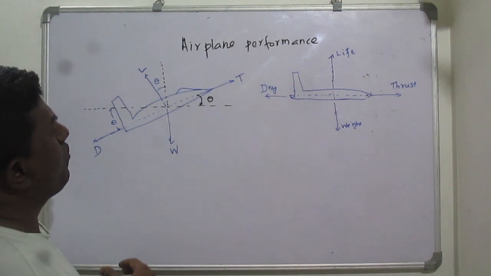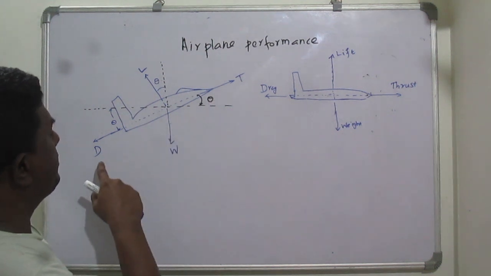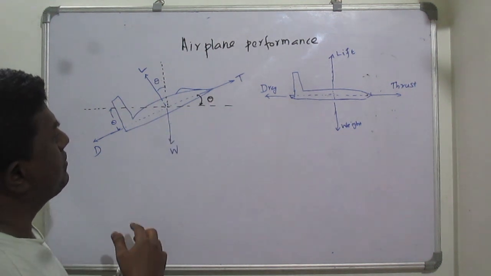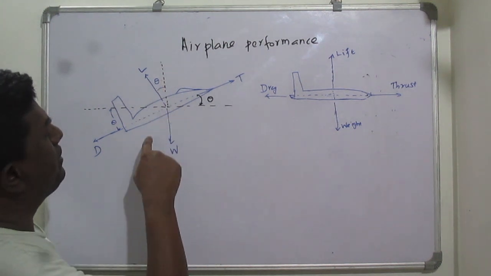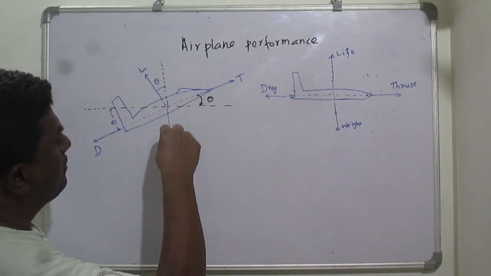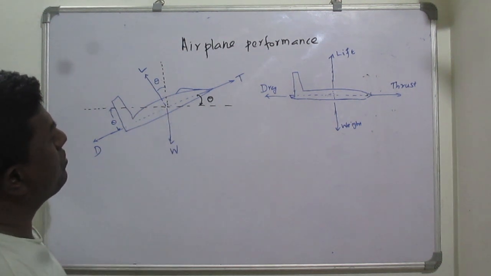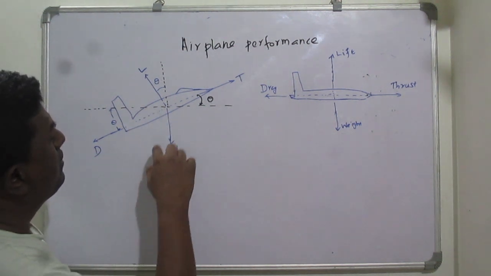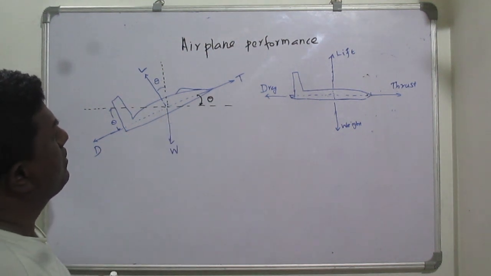In this position, what happens? Lift and weight, thrust and drag, how are they acting? That is what matters. The weight acts through the CG, so it will act downward, whereas the lift force will act perpendicular to the flight path. So that is what is happening here.